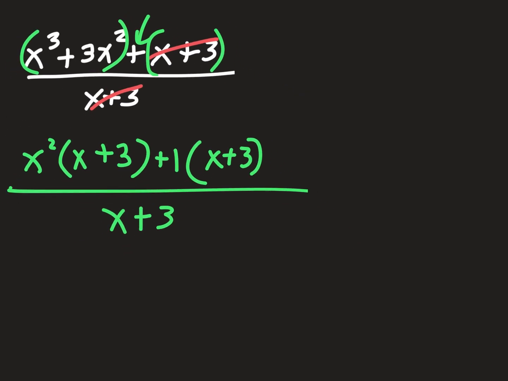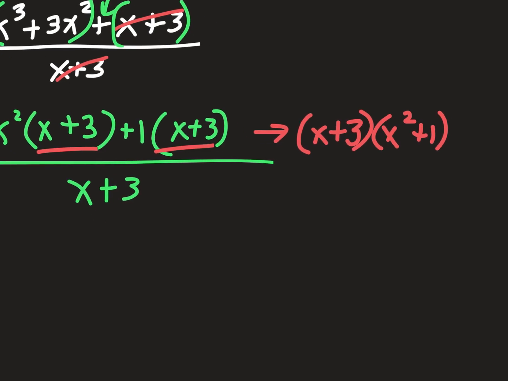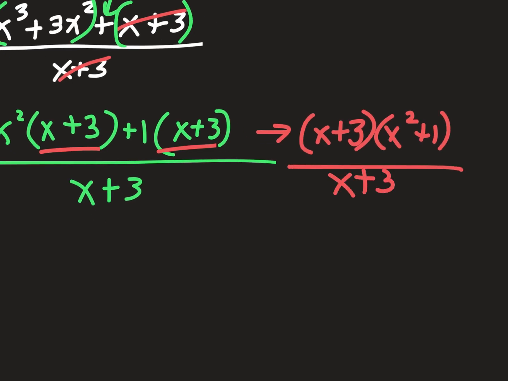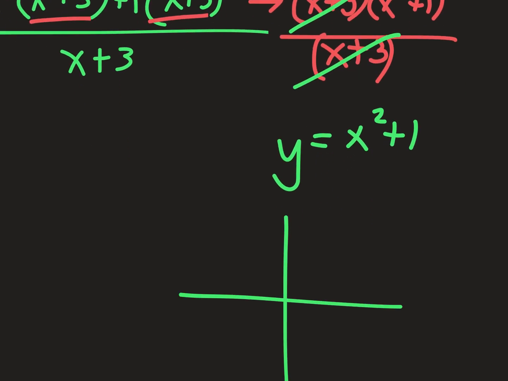But a lot of people didn't actually finish this and factor the top the rest of the way. So factoring it the rest of the way, we have an x plus 3 that factors out of both parts, and then an x squared plus 1 is left, all over x plus 3. And when these cancel, it creates a hole, and super important, did you write y equals x squared plus 1? Because that's what you're graphing. And you probably know what that looks like. It's a parabola, but shifted up 1.